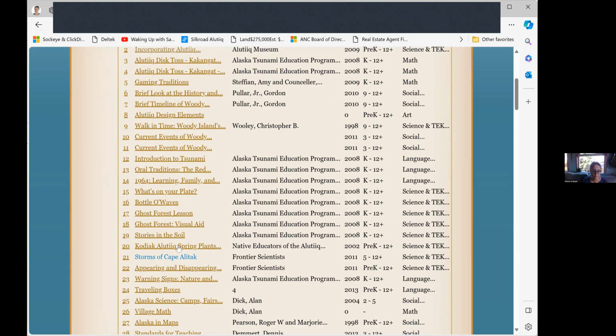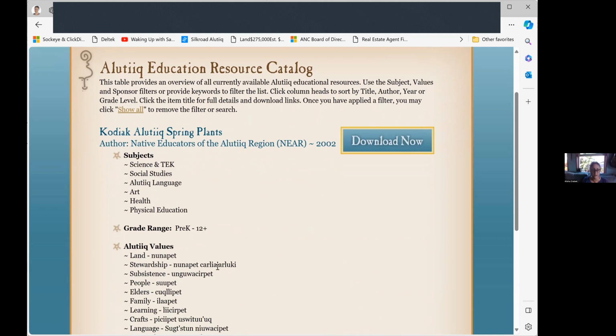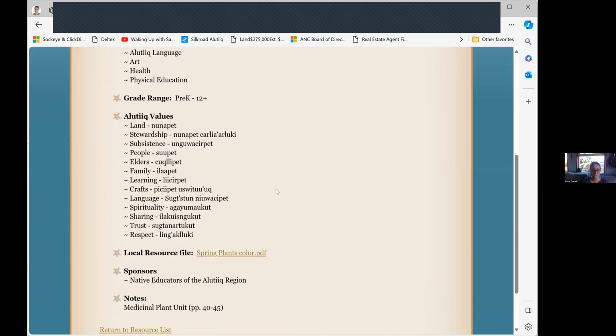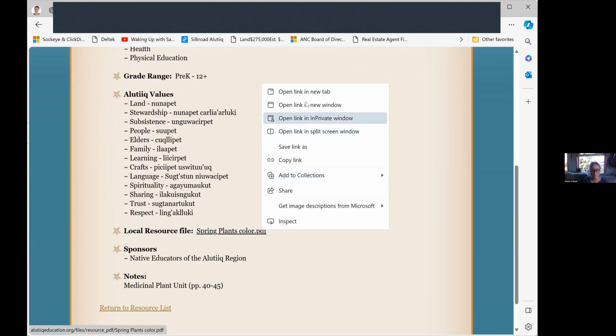And let's go here. Spring Plants is another really important resource that I don't think gets used a lot. The Native educators of the Alutiiq region produced a lot of these resources, and in there we made a book called Spring Plants, and I did the formatting for it. It has Alutiiq language, talks about our values, how to work with elders.